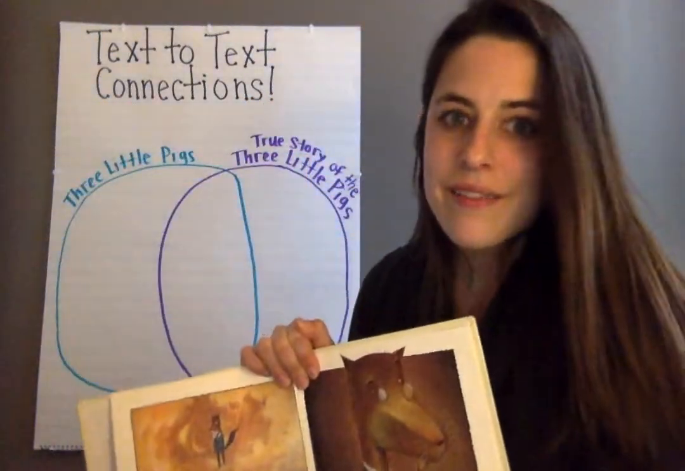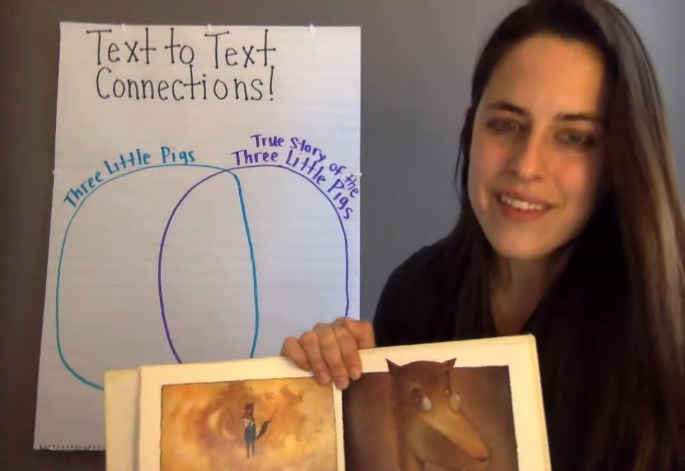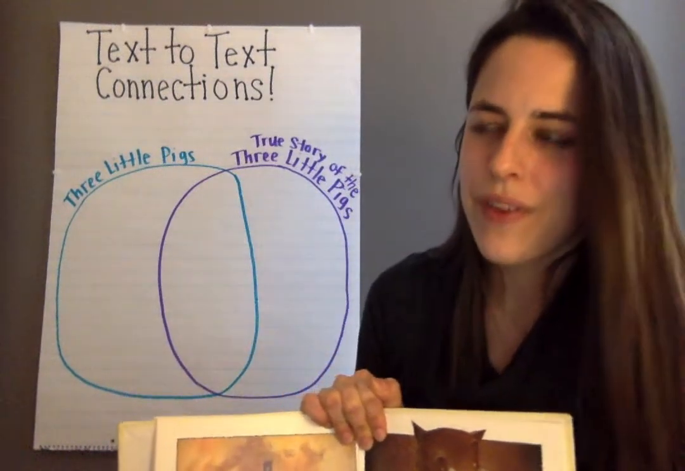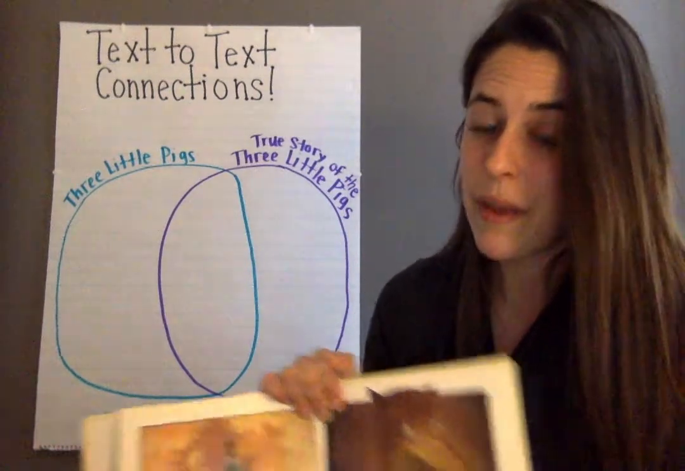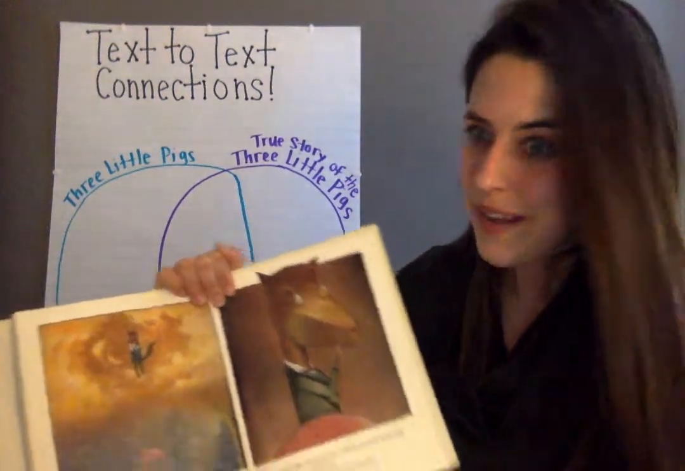Ooh, that uses the word as, dead as a doornail. Isn't that kind of like what we learned, a key word that we make similes with? Comparing two things with like or as, right?